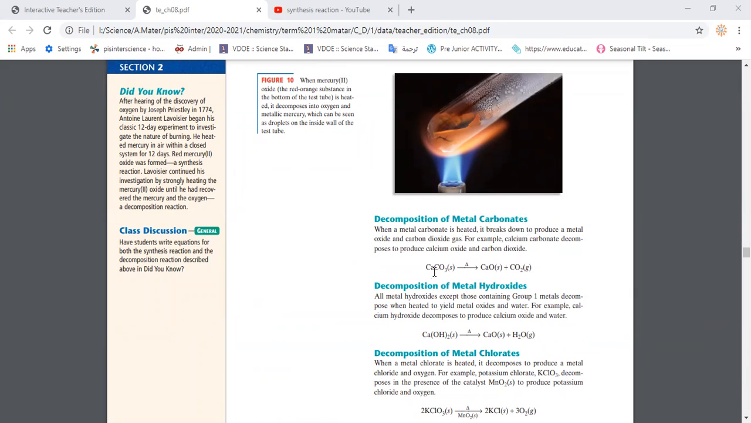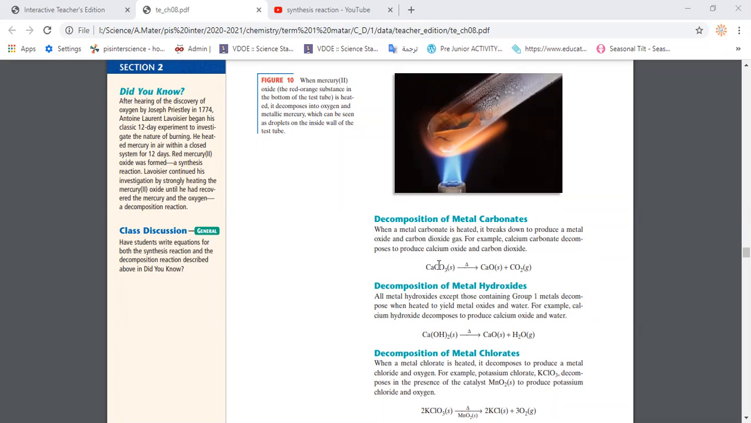If we have a metal carbonate, carbonate is CO3, one of the polyatomic ions, or a radical, carrying a -2 charge. Calcium carbonate is a metal carbonate. The thermal decomposition of metal carbonates, whether calcium carbonate, sodium carbonate, or magnesium carbonate, we don't care what the metal is, we just care about the carbonate. The decomposition of a metal carbonate always produces the metal oxide and carbon dioxide gas.